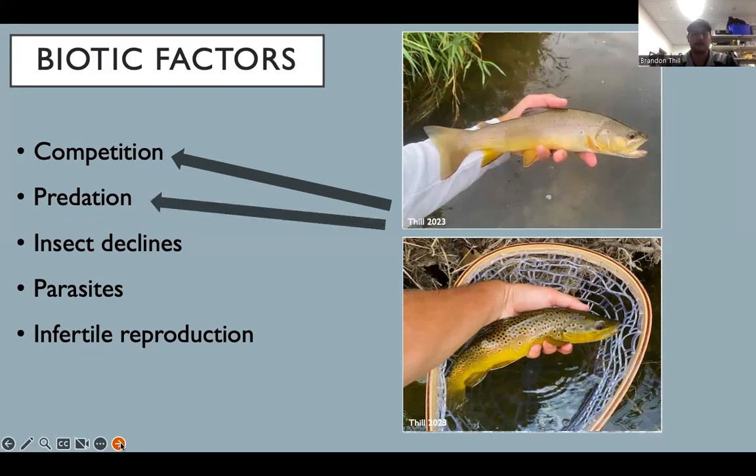Brown trout eat brook trout. Now, I'm not saying that brook trout don't eat brook trout. I actually witnessed it, but we'll talk about that later. But when you add brown trout to the equation, more brook trout are being eaten.